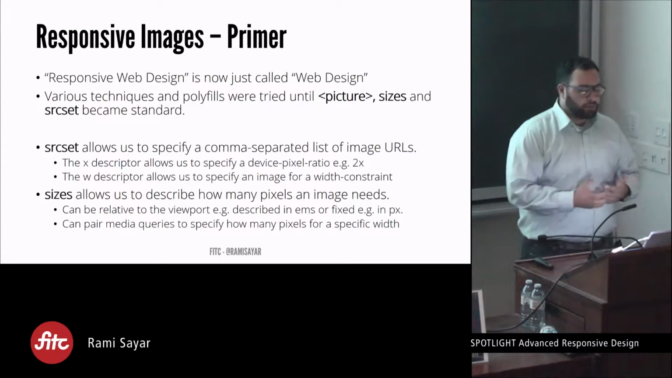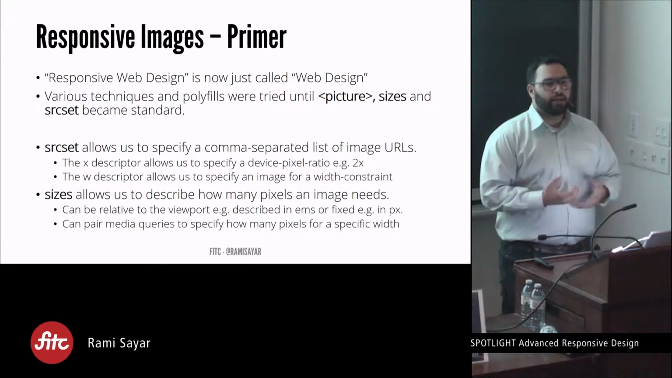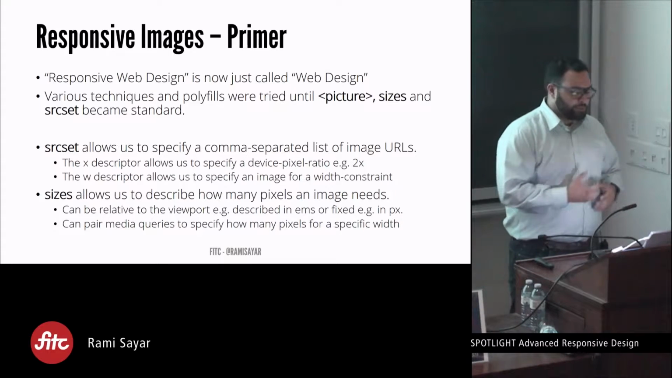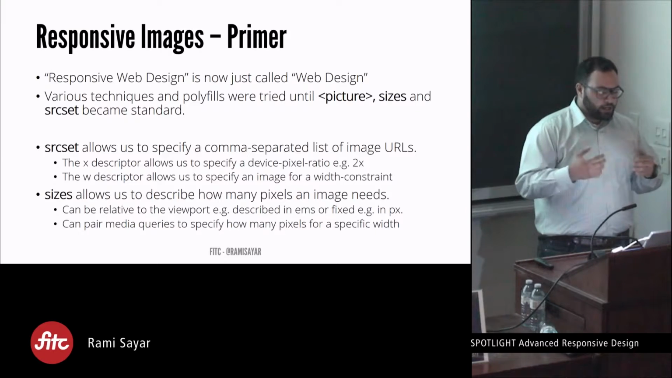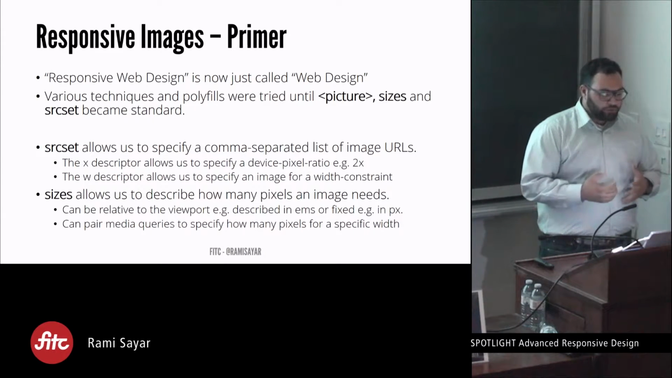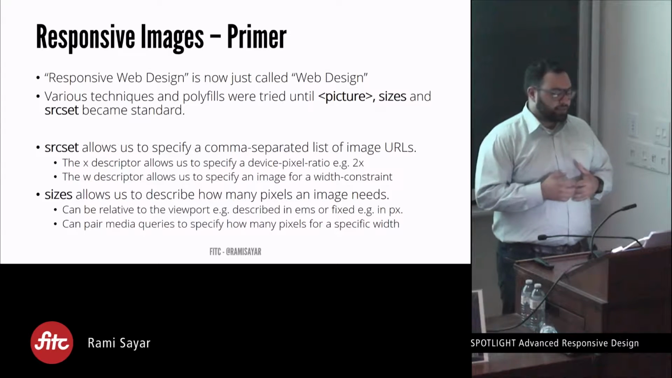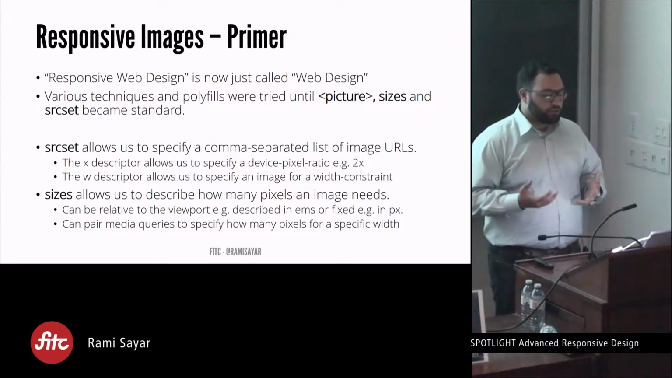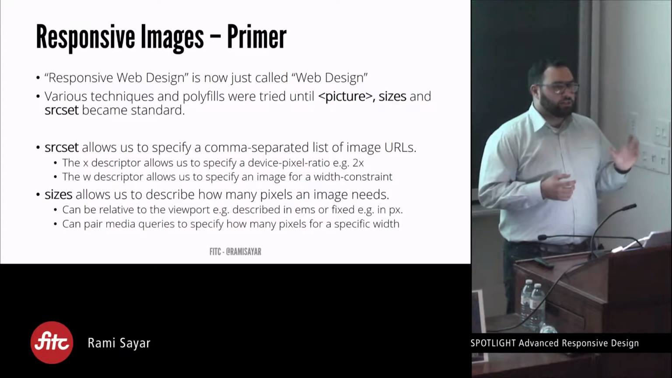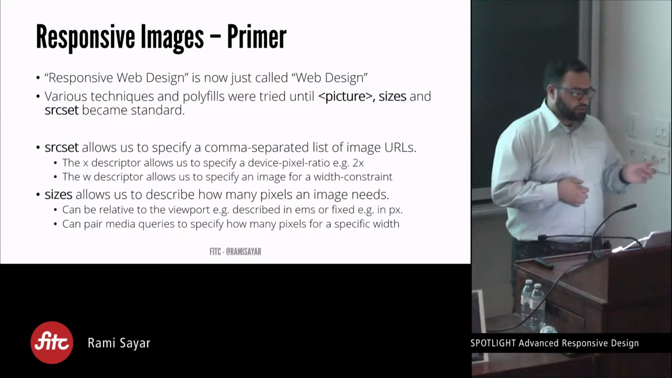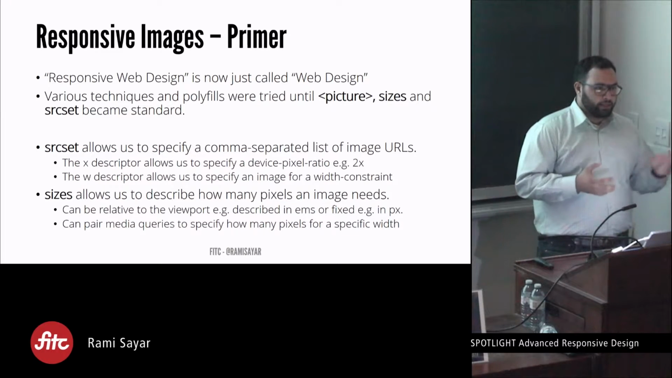That's the picture element. You've got sizes as well and srcset. They're also standard. You can use those with the image tag. You don't actually have to use the picture element. And to give you a quick overview, what does srcset do? It basically allows you to specify a comma separated list of images, and you can describe which image to use for which property.